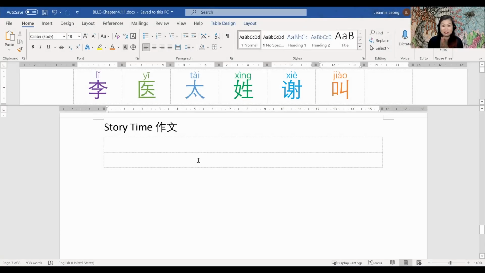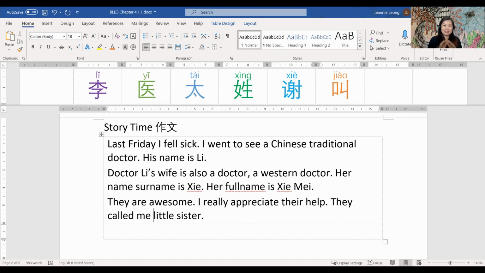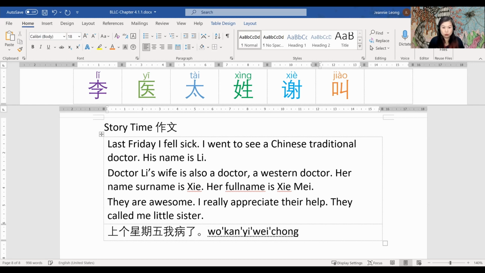Now that I've learned these six new characters and some of the word combinations, what I like to do at the end of learning new characters is to try and write a story or an essay, 作文, and try to use as many of those words as possible. I've made up a little story involving me falling sick and meeting Dr. Li. So I'm going to try and translate this into 作文, an essay in Chinese. Here we go. 上个星期五我病了，我去看一位中医，他叫李. He's called Li.